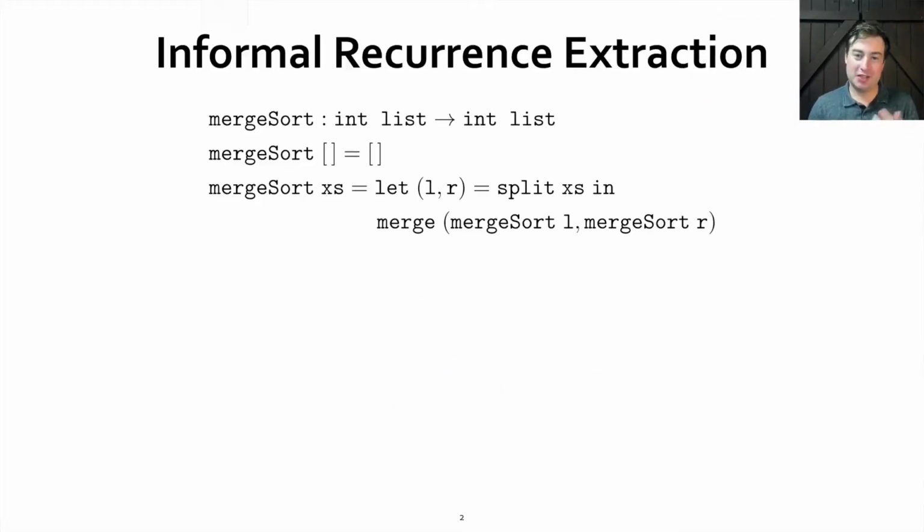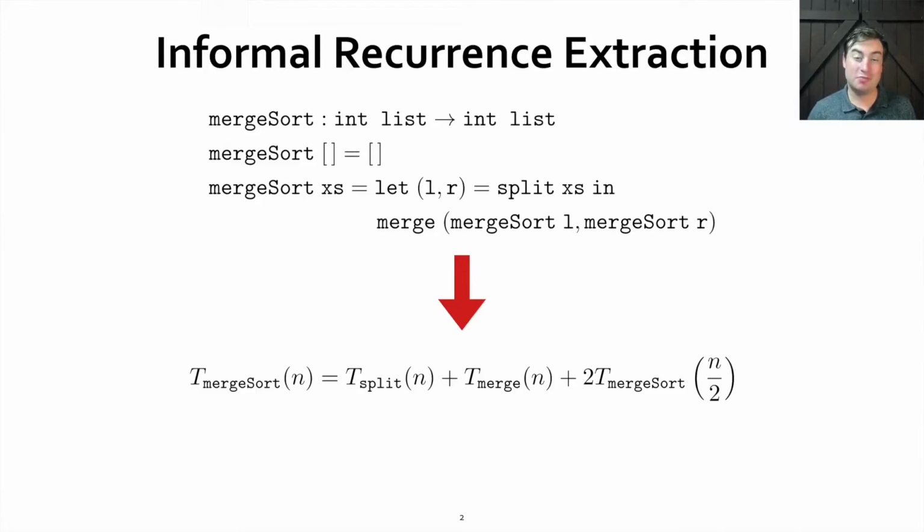If I handed you this code for merge sort and then asked you to write down a recurrence for its worst case execution cost, you'd probably end up writing down pretty much exactly this expression right here. But the thing you did in your head to get there is actually pretty subtle. It required knowing things about the sizes of results of functions, like the fact that split splits a list in half, and abstracting lists down to just their lengths.